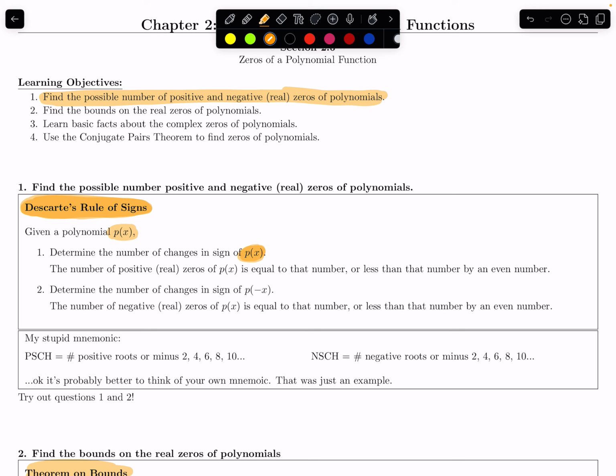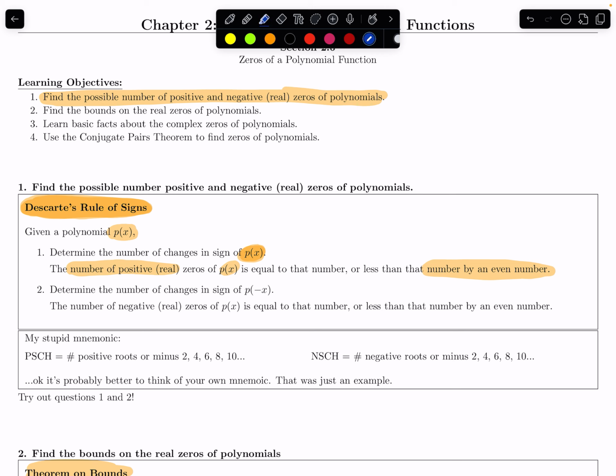So the second part says the number of positive real zeros of the original polynomial is equal to that number or less by some even number. So like let's say we counted 5 sign changes. That means there must be 5 positive roots, 5 positive real zeros, or 3 or 1. Those are the only possibilities.